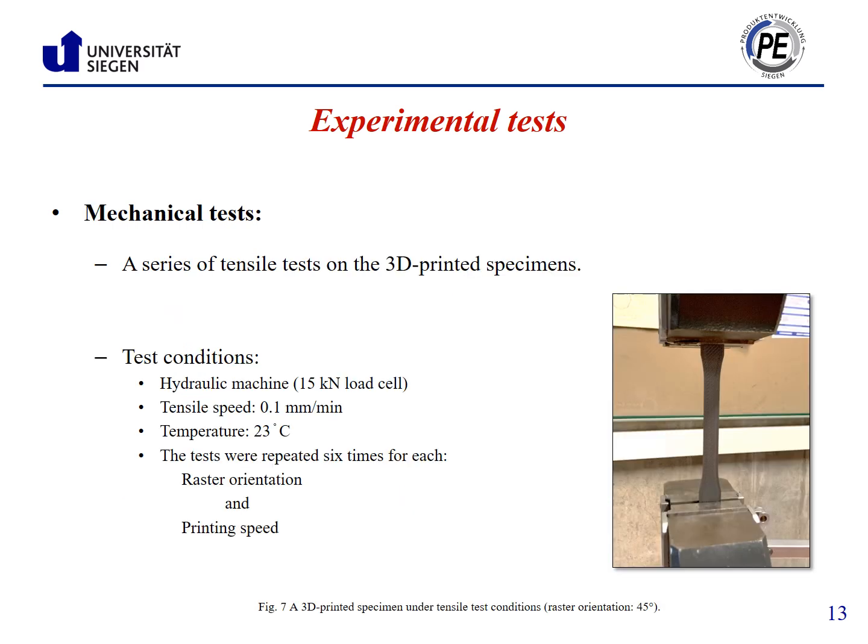Let's go to the details of the mechanical test. In this study, we have conducted a series of tensile tests on 3D printed PLA specimens, and to this aim we use a hydraulic machine with a 15 kN load cell. In this figure, you can see a 3D printed specimen under tensile test conditions. The tests have been performed with a tensile speed of 0.1 millimeter per second until failure. All the tests are conducted at room temperature, and the tests were repeated 6 times for each raster orientation and printing speed.